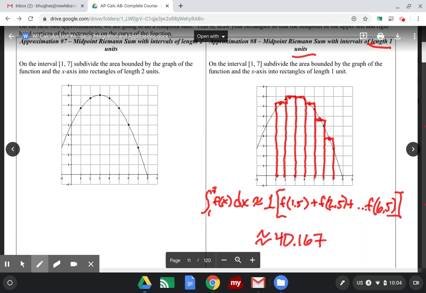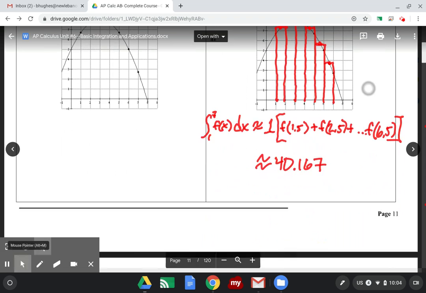So right now you probably would have a good idea in terms of which Riemann sum would give you the closest to the actual value. I mean, obviously, I think the midpoint one, just because the overage and under kind of gets offset with every single one. And that's probably going to be pretty close to our actual value, which is that 40.167.